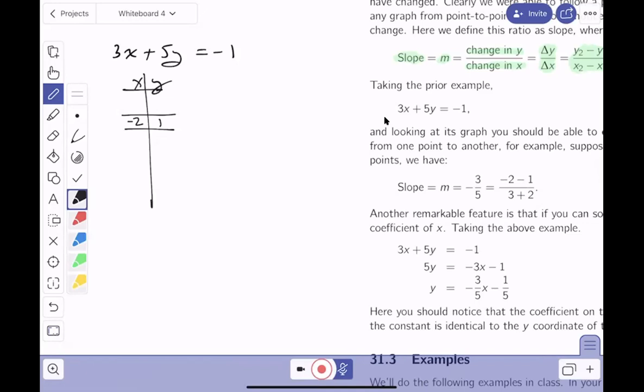That's a tough one, isn't it? So I'm going to think about that. And we want you to think too. Let's take a look. I don't think I want to choose 0, right? Because 3 times 0 is 0, and then you get 5y equals minus 1.